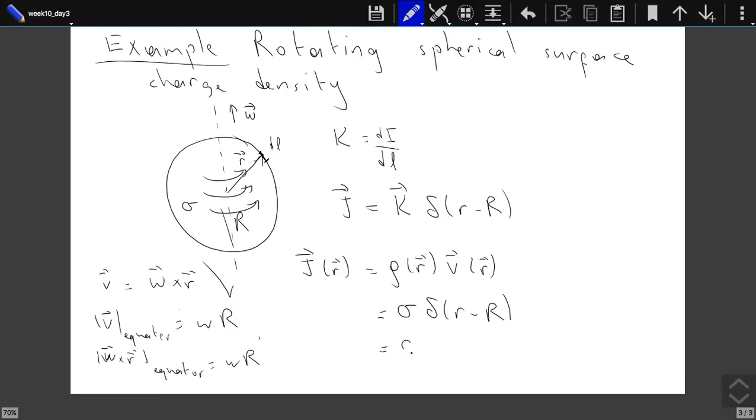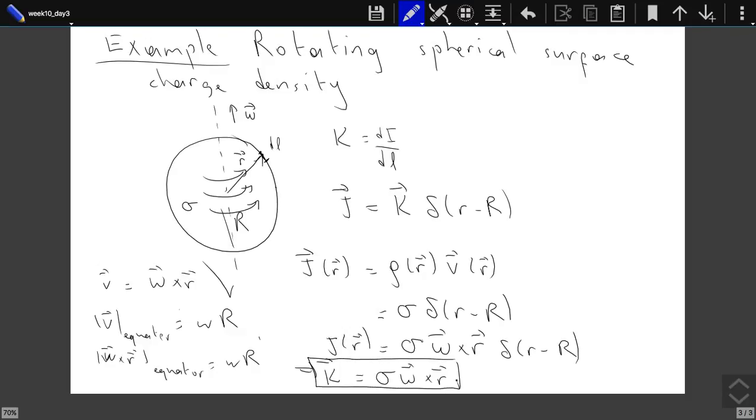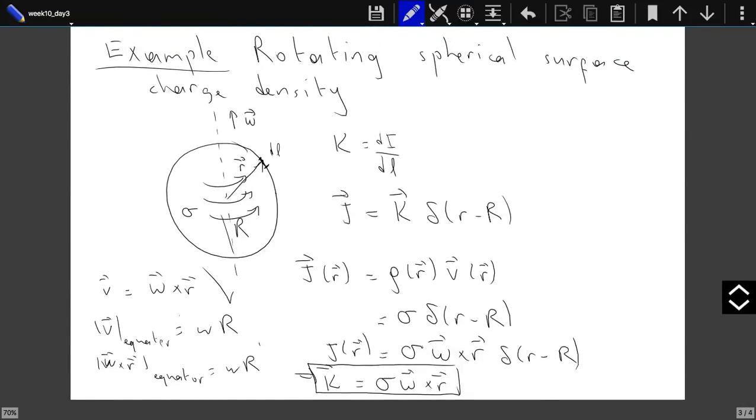So J is equal to sigma omega cross r times the Dirac delta, r minus R, and hence K, the surface charge density current, is sigma omega cross r. Now let's look at the other way around. Let's just try to use this definition.